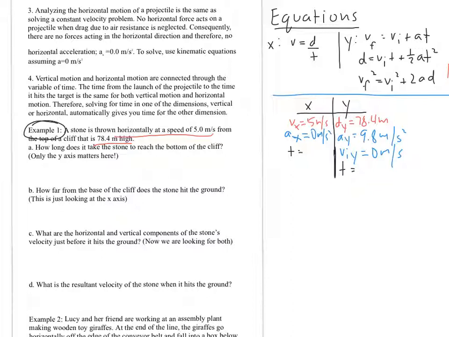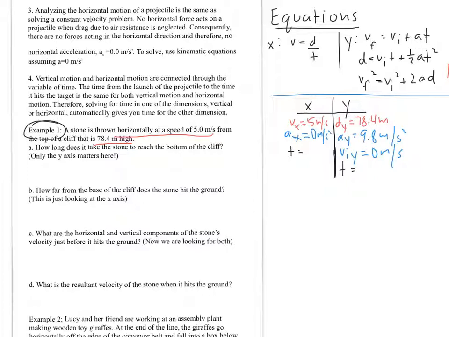If we take a look at part A: how long does it take the stone to reach the bottom of the cliff? The hint says only the y-axis matters here. So, looking at our equations and the information in the y-axis, we check to see where we can solve for time. We can solve it using this middle equation: d equals v_i t plus 1/2 a t squared.